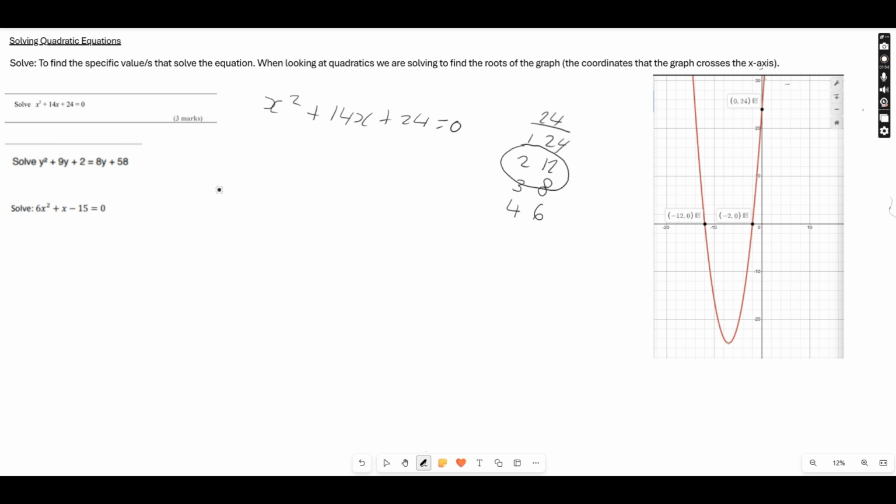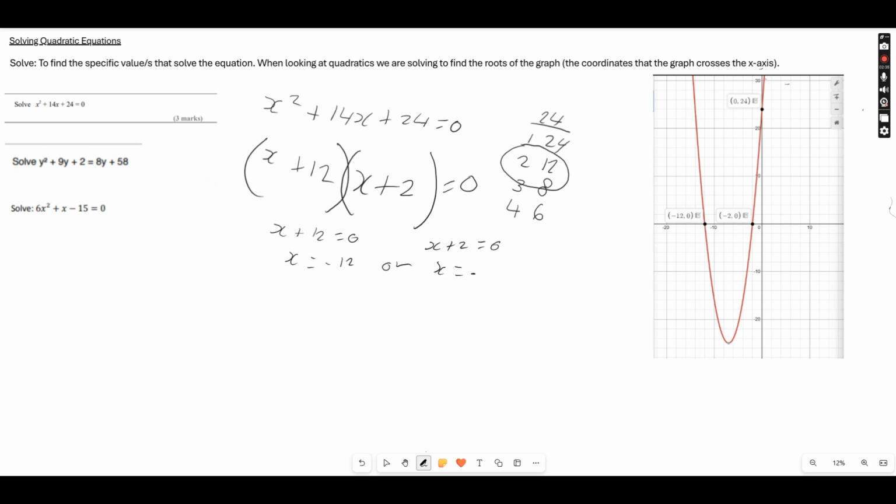So let's factorise this. We've got x in one bracket, x in the other, and this is going to equal 0, okay? So what we can do is we can do plus 12 and then plus 2. That is it factorised, but we're asked to solve it. So we've got x plus 12 equals 0. So that means that x must equal minus 12, because minus 12 plus 12 is going to be 0. And then the same thing here, or x plus 2 equals 0, which means x must also equal minus 2.